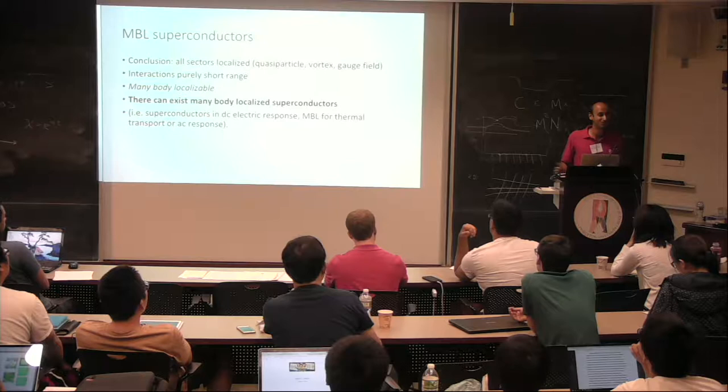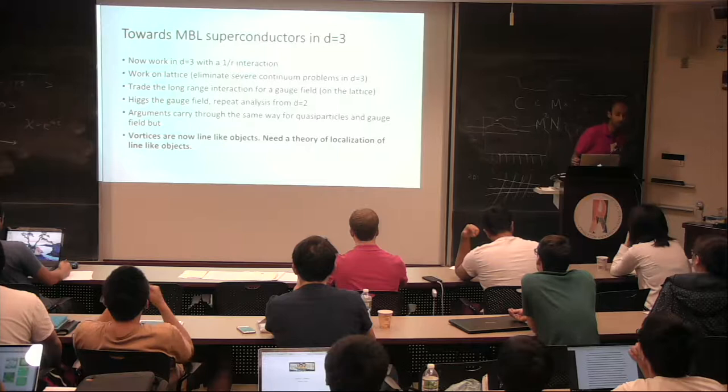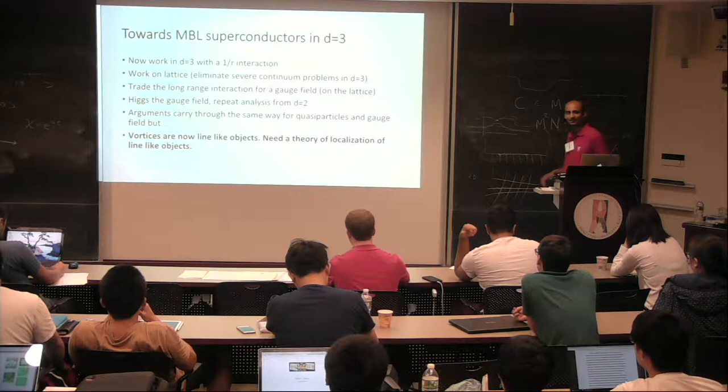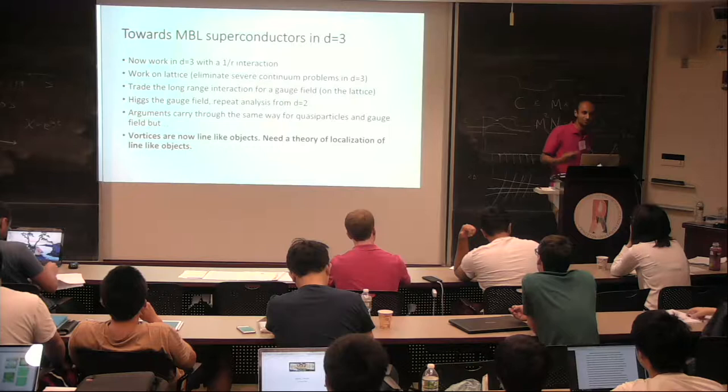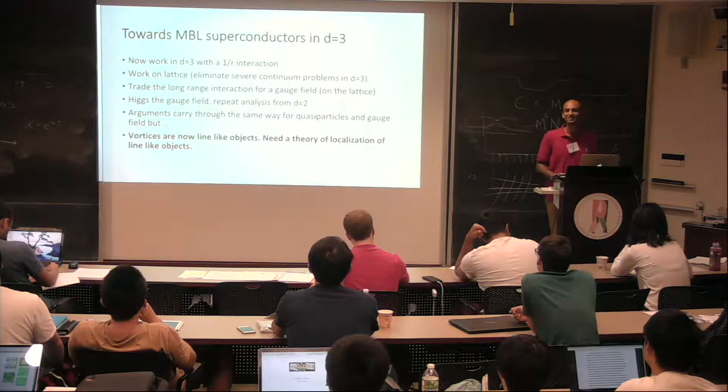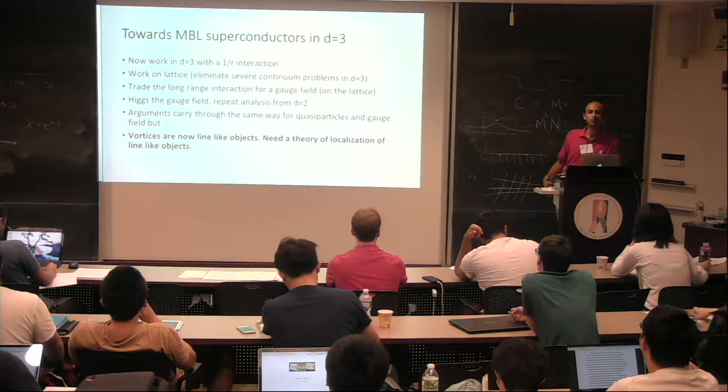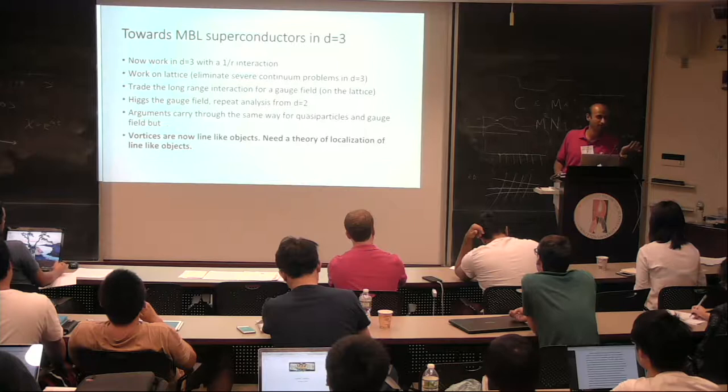So what happens if we try and work in 3 dimensions? Again, I want to use a Gauss's law interaction. Gauss's law interactions are special. They allow me to trade the long-range interaction for a short-range interaction with a gauge constraint. The Gauss's law interaction in 3D is 1 over R. That's great. That's real Coulomb. Okay? So I'll consider fermions in 3 dimensions with a real Coulomb interaction, 1 over R. If I work in continuous space, I have a problem, because I already mentioned that in continuous space in 3 dimensions, there's no locator expansion.